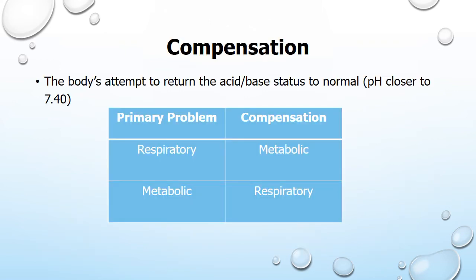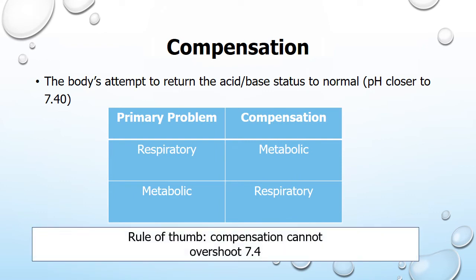Coming to the compensation. Compensation is the body's attempt to return the acid-base status to normal, that is, the pH closer to 7.4. So when the primary problem is respiratory, like suppose there is respiratory acidosis, then the compensation is via the metabolic alkalosis. Similarly, when the primary problem is a metabolic disorder, then there is respiratory system compensation. A rule of thumb is that the compensation cannot overshoot 7.4.